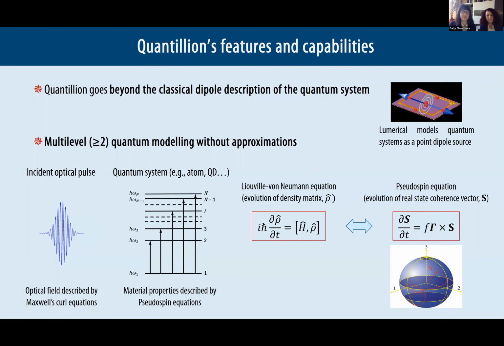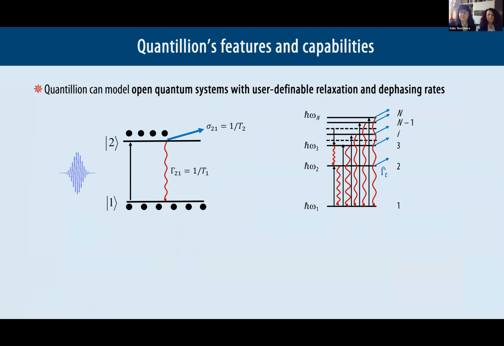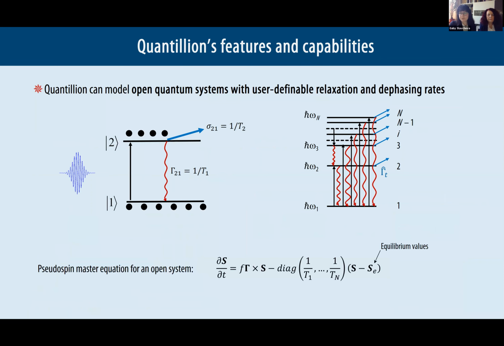So Maxwell's equations are then solved self-consistently with the real state vector form of the Liouville-von Neumann equation, also called the pseudospin equation. Quantillion can model open quantum systems, that is where the system interacts with the surrounding environment. More technically speaking, this means that the relaxation and dephasing rates of the system are user configurable and can be selected to reflect the specific interaction with surroundings.